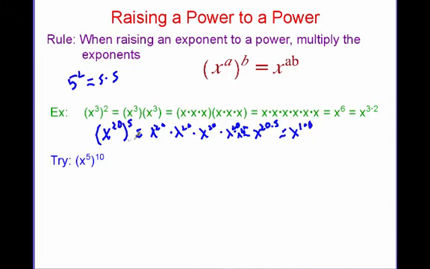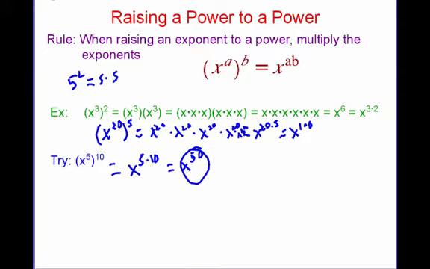All right, so why don't you go ahead and try this one. By now, you should have figured out that this is the same thing as saying x to the 5 times 10, which is x to the 50th power. All we do when we raise a power to a power is multiply together our exponents.